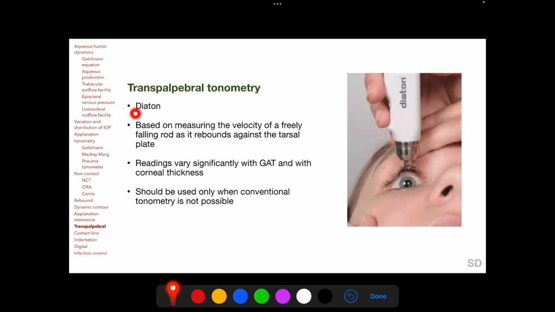The Diaton is a transpalpebral tonometer, and transpalpebral tonometry is based on measuring the velocity of a freely falling rod as it rebounds against the tarsal plate of a patient looking upwards. The IOP readings with this device vary significantly from the intraocular pressure measured with the Goldmann applanation tonometer and with corneal thickness, and it should be used only when conventional tonometry is not possible.